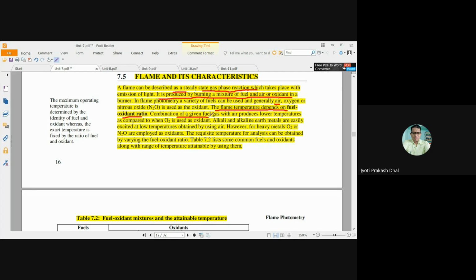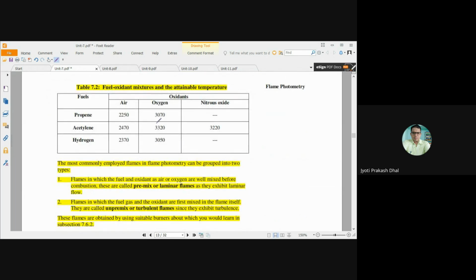Now a combination of a given fuel gas with air produces a lower temperature as compared to when oxygen is used as the oxidant. Alkali or alkaline earth metals are easily excited at the low temperature obtained by using air. However, for heavy metals, oxygen or nitrous oxide is employed as the oxidant. The requisite temperature for the analysis can be obtained by varying the fuel to oxidant ratio. So here in the table it is given.